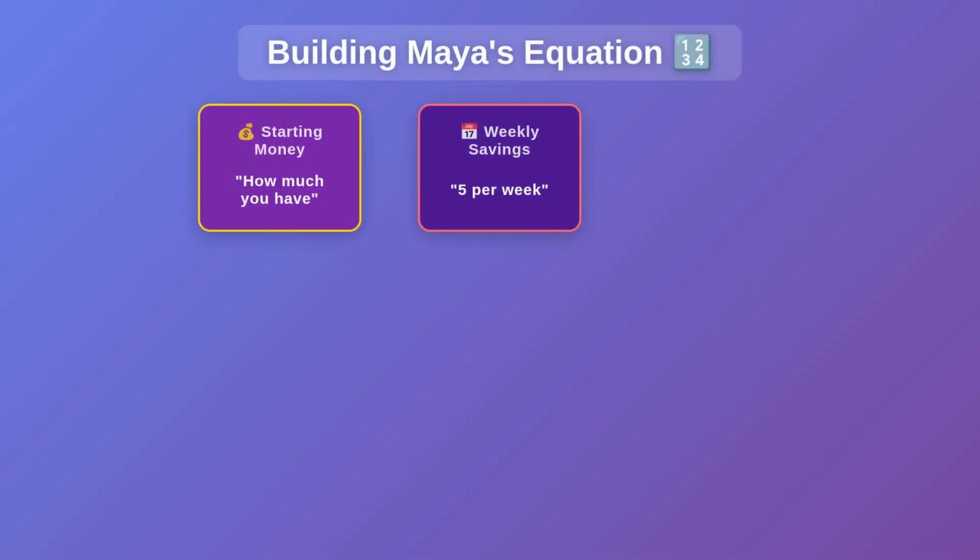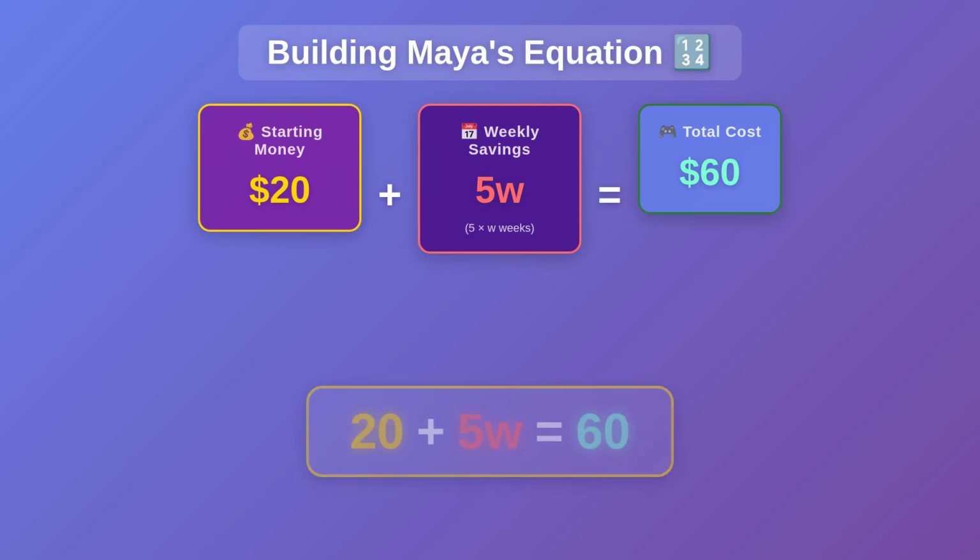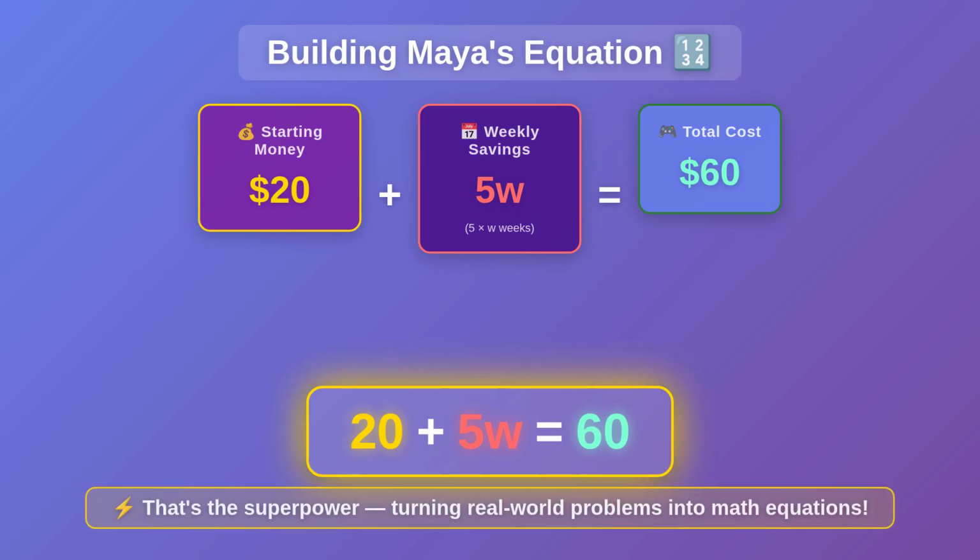All right, let's put it all together. We can turn our clues into a math sentence. Maya's starting money plus her weekly savings has to equal the total cost of the game. Her starting money is $20. Her weekly savings is $5 times the number of weeks, which we're calling W. So that's 5W. And the total cost is $60. So we write it out. 20 plus 5W equals 60. Look at that. We just translated a real-world problem into a math equation.